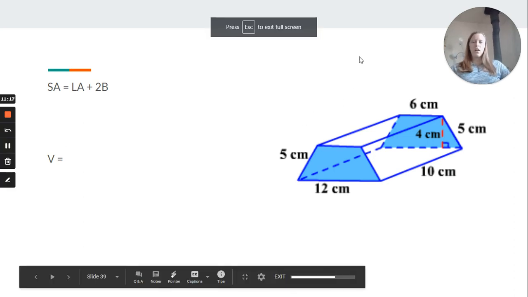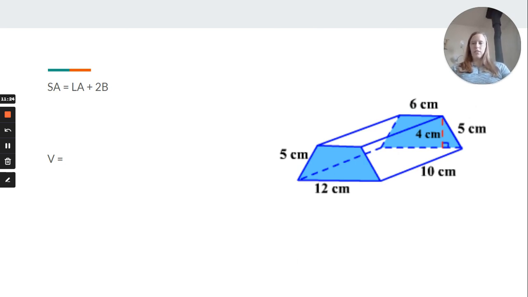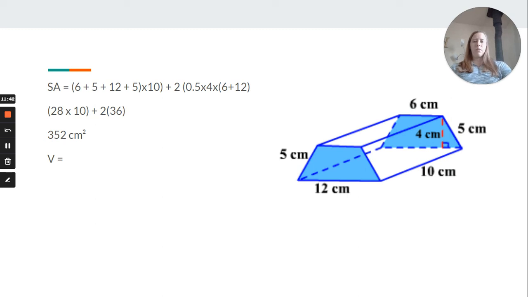All right, so now again, I promise we're looking at the trapezoid. However, you will not have one on your assignment or your test. So surface area is the lateral area plus 2 times the base. So we find the lateral area by taking the perimeter of the trapezoid base. So 6 plus 5 plus 12 plus 5, times 10, which is the height or the depth, you could say, of the trapezoidal prism.